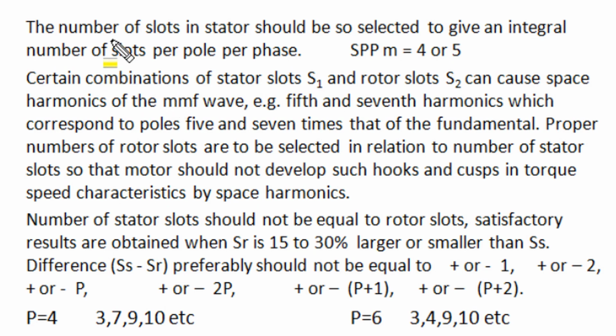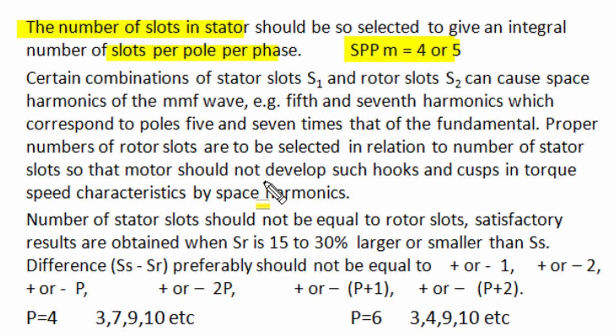A better optimum design of stator winding, number of slots in stator and rotor, and the profile of stator and rotor teeth can generate a very good sinusoidal MMF distribution in air gap space and avoid all harmonics. For a good design, the number of slots in stator should be selected in such a way that they give an integer number of slots per pole per phase. So if slots per pole per phase is taken as either 4 or 5, it will also produce a better distribution of winding in slots, and good distribution and short pitching also reduce space harmonics.